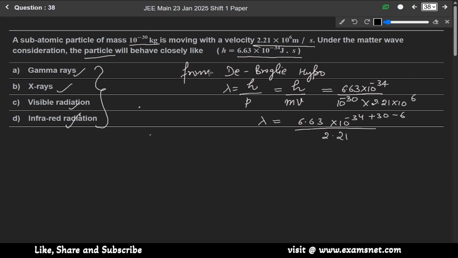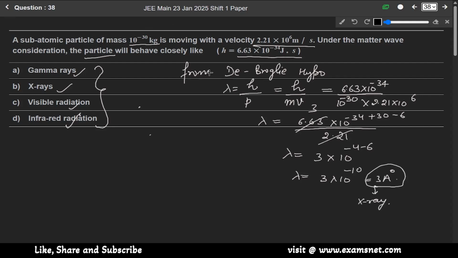So this will cut 3 times, so lambda will be equal to 3 into 10 to the power minus 4 minus 6. So lambda will be equal to 3 into 10 to the power minus 10, meaning 3 angstrom, and this wavelength of 3 angstrom is of X-ray. So our correct answer is option B.